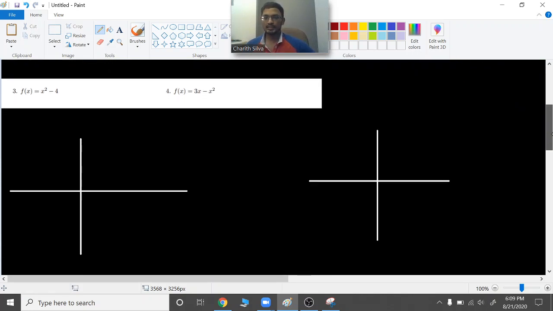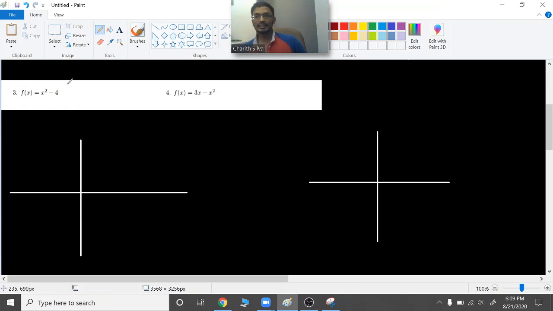Right, let's move on to the third problem. Here it is in the format of x squared plus something. When you have an x squared term, your graph should be either like this or like this, right? How do we determine the correct one out of these two? If the coefficient in front of x squared is positive, the graph should take this shape, and if the coefficient in front of x squared is negative, the graph should take this shape.